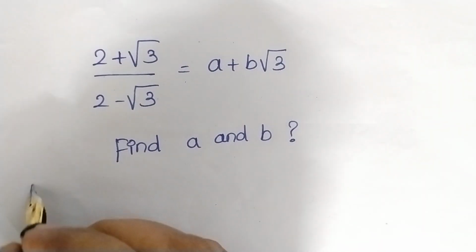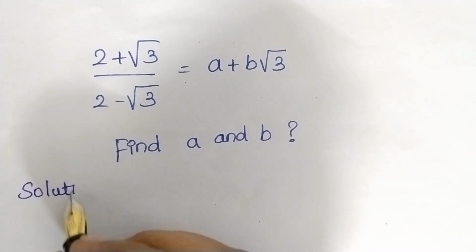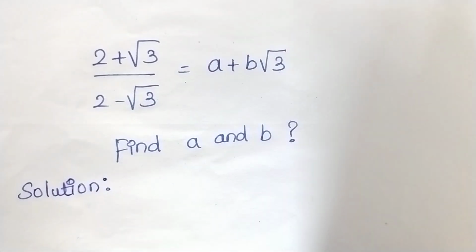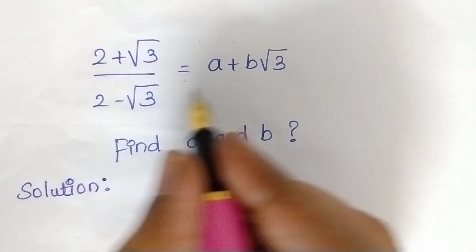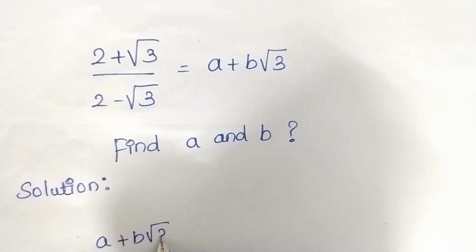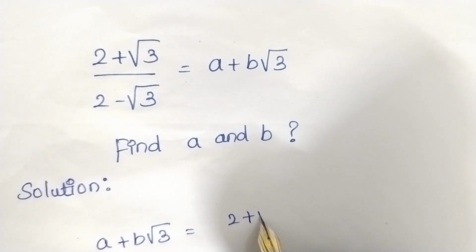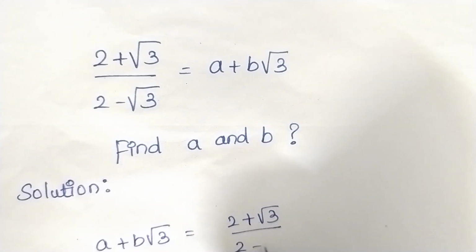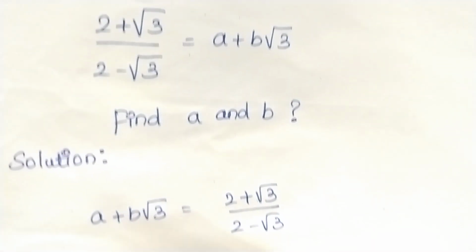In today's class, we are going to solve this problem and find the answer for a and b. Okay, so first take the question. The question is a plus b root 3 is equal to (2 plus root 3) divided by (2 minus root 3). So this is the question.